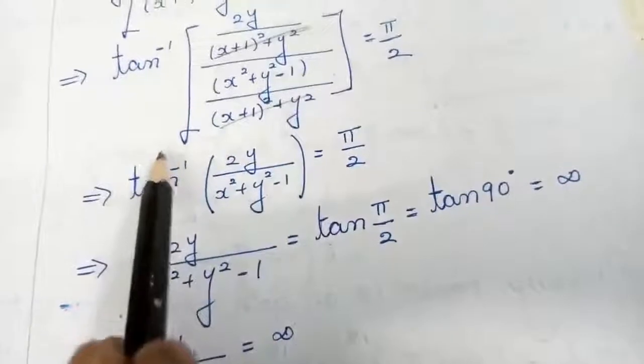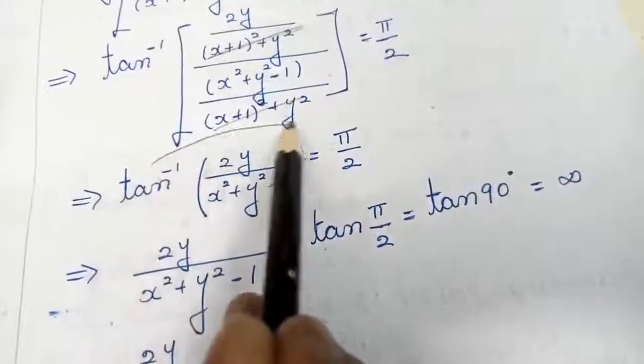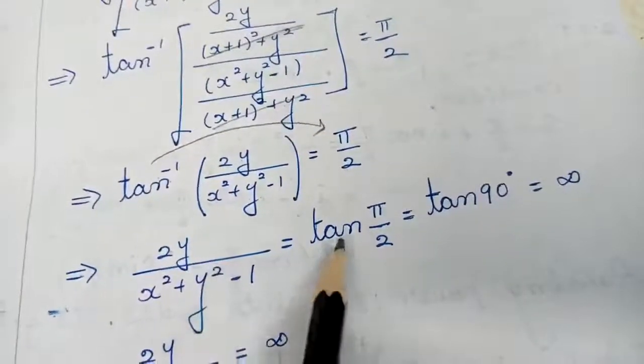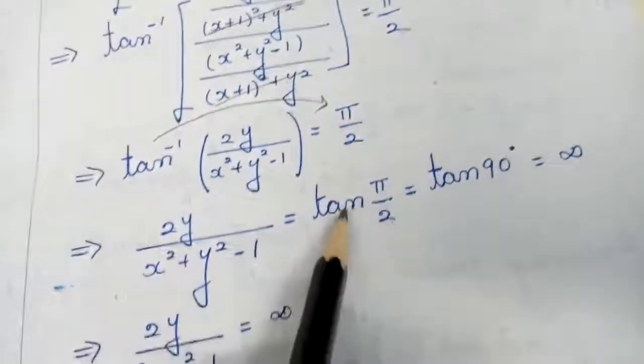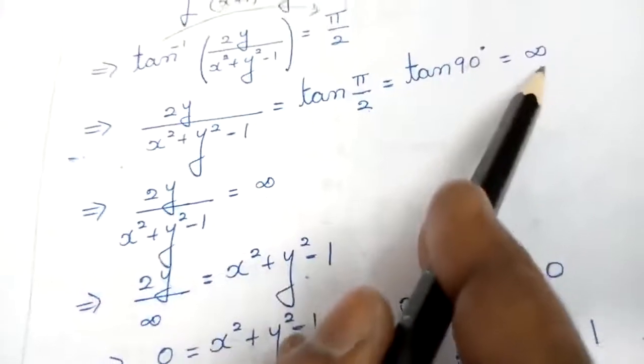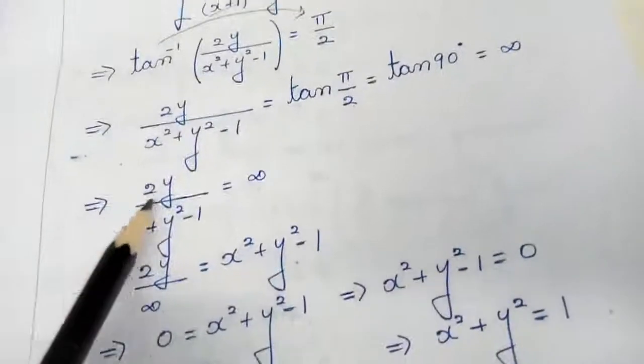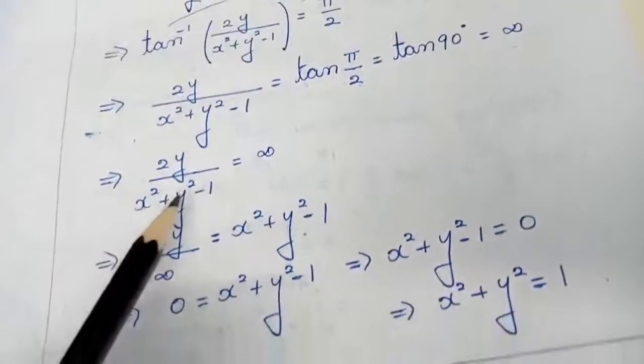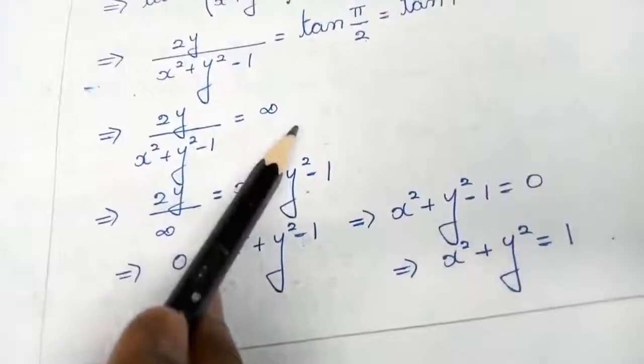Bring this tan inverse from left to right. I'm going to shift the tan inverse, which means I'll be getting the value as tan pi by 2. Tan pi by 2 is nothing but tan 90 degrees, which is equal to infinity. So 2y divided by x square plus y square minus 1 is equal to infinity.